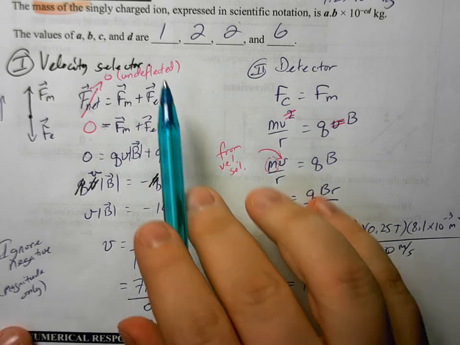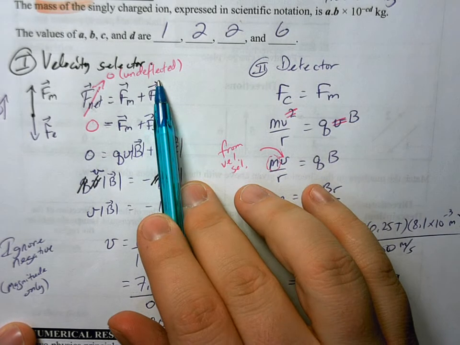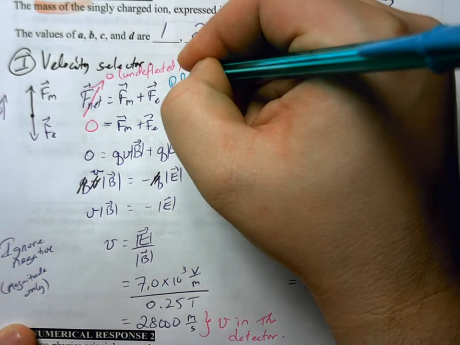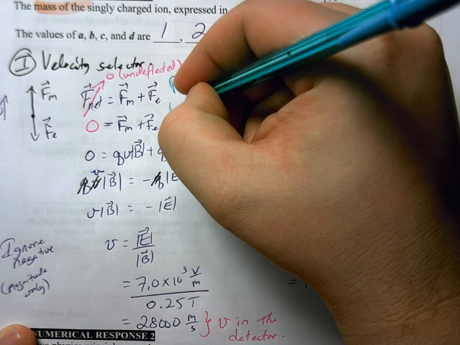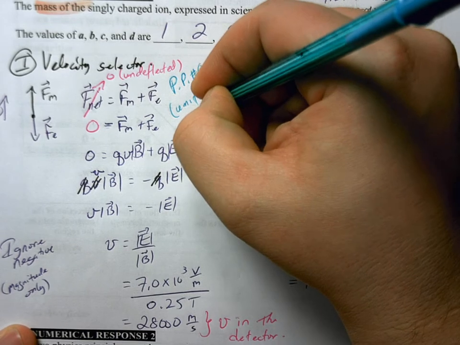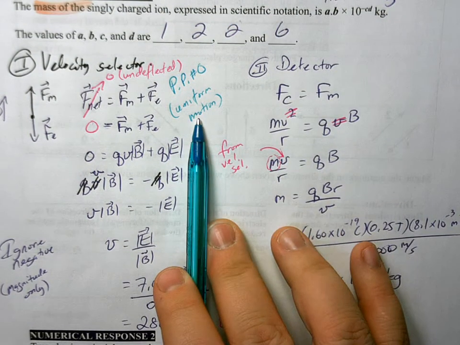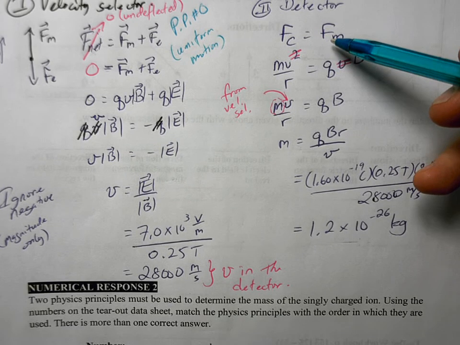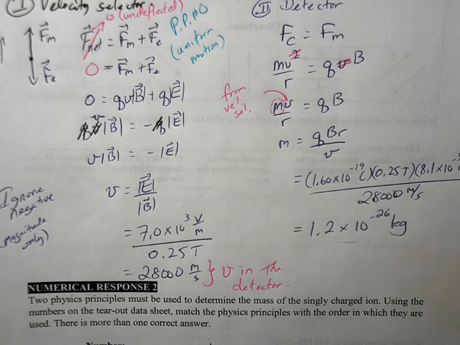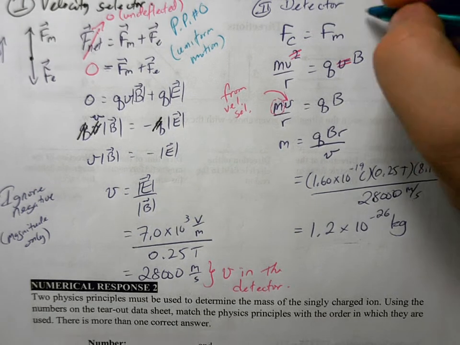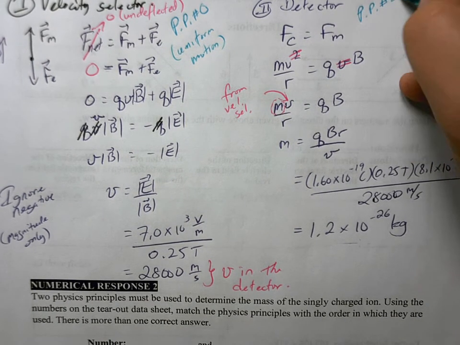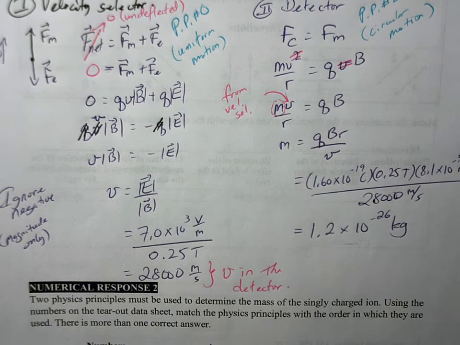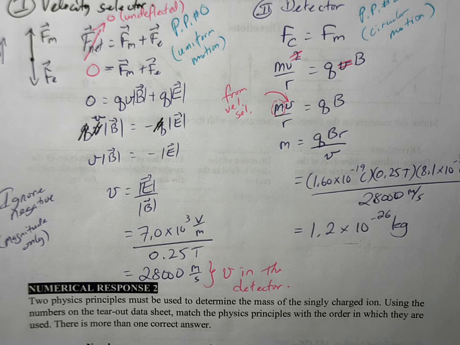So the fact that this particle is undeflected, when it's undeflected, these are balanced forces. So this area in the velocity selector, that is physics principle 0. That is uniform motion. So we use this first. In the detector, we have Fc equals Fm. We're talking about circular motion. The moment we see charged particles in magnetic fields, this is going to be circular motion. So in this problem, we've used physics principle 0 and physics principle 2.